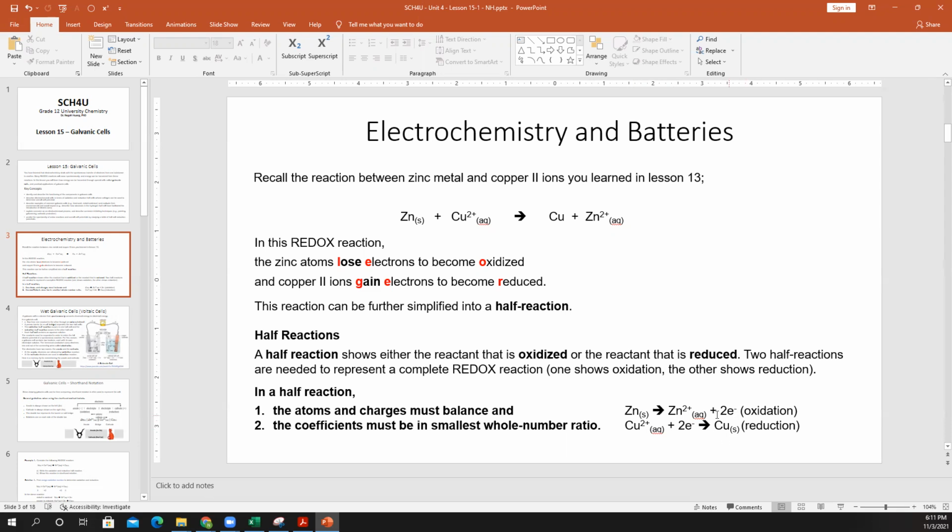Here our copper atom is neutral. It doesn't have any charge. It has 0 charge. So the copper ion, which has a 2 plus charge, will be balanced by the 2 negative charges of the 2 electrons. And this side, the charge will add up to be 0, the same as this side. So this side is equal to that side for both oxidation and reduction half reactions.